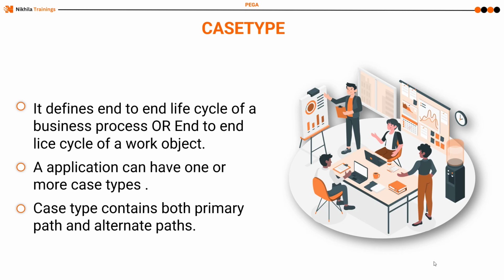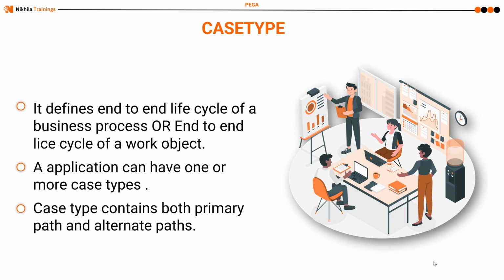Now that is called a case type in Pega. Case type is nothing but the end-to-end life cycle of a business process. So who is going to do all these things? Again, the senior-most people in the project will be doing all these things, because only they know the business well, and only they know from where to where the application and the data is moving and all that.